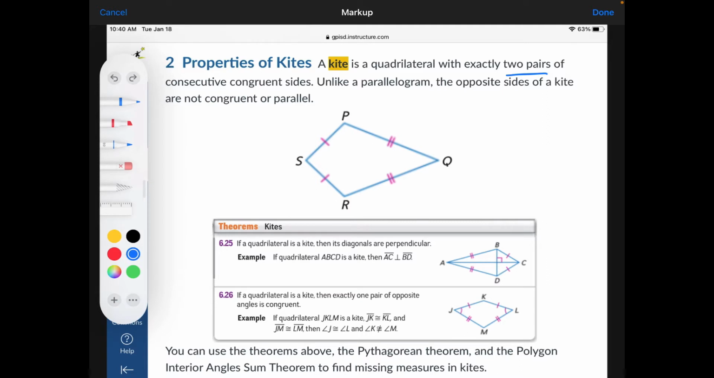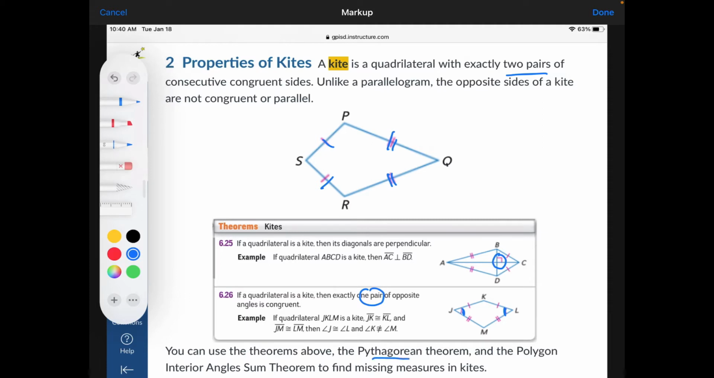So there's a couple important things we need to know about kites. If it's a kite, the quadrilateral is going to have perpendicular diagonals, kind of like a rhombus. So you'll have that 90-degree angle right there. The second thing we need to know is that besides having consecutive sides congruent, like this one and these, we also know that there's exactly one pair of opposite angles that are congruent. So J and L would be congruent.